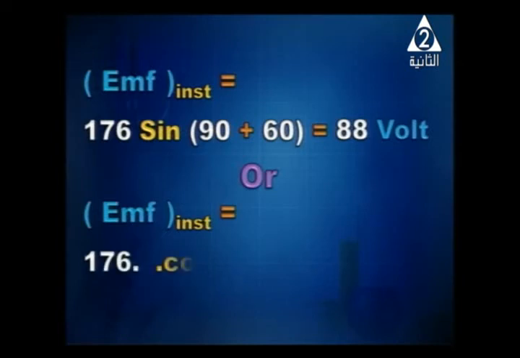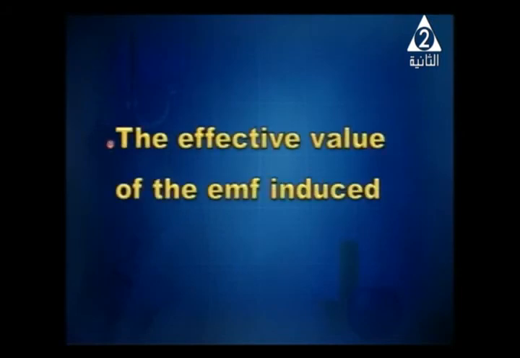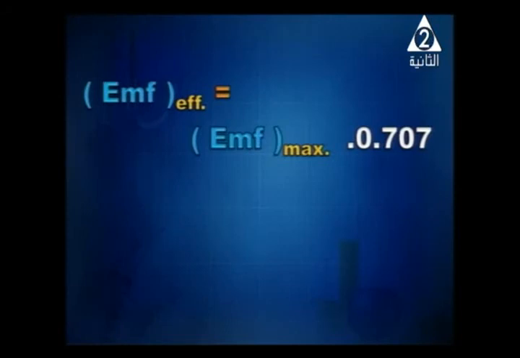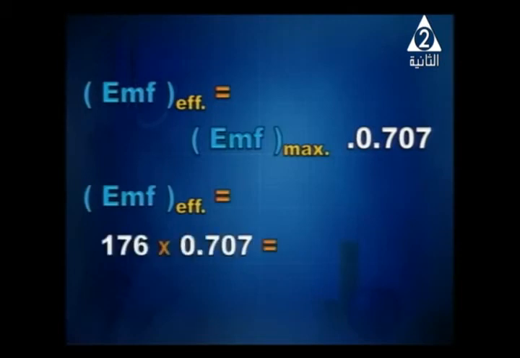Okay, in this case it will be 176 cosine 60, and of course it is 88 volt. Another item of the problem, we want you to calculate the effective value of the EMF induced. It's all easy. Effective value, EMF effective equals EMF maximum times 0.707. So it is equal to 176 times 0.707.